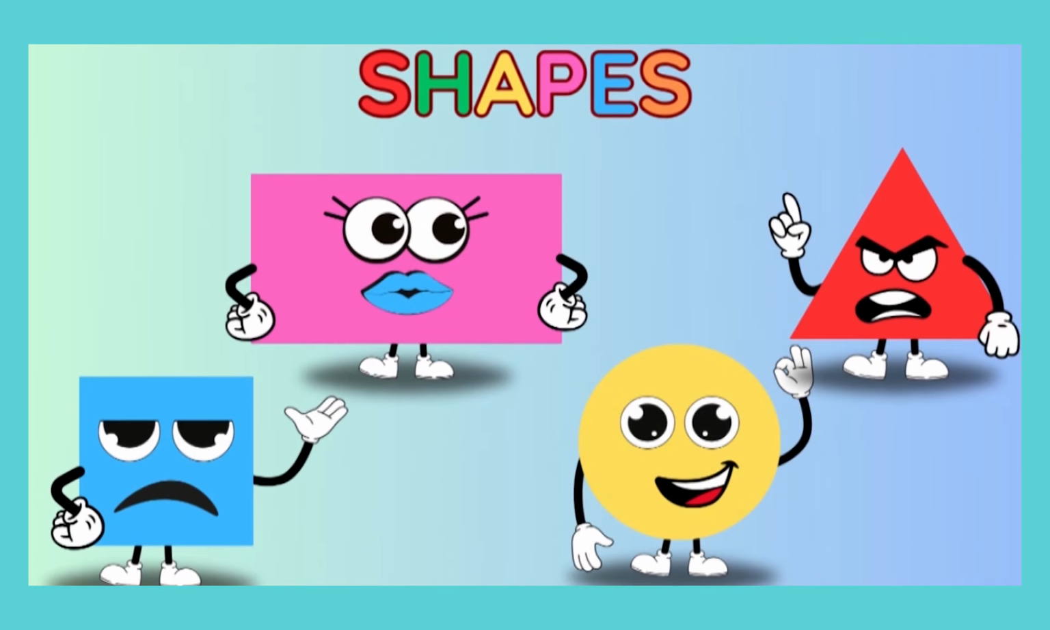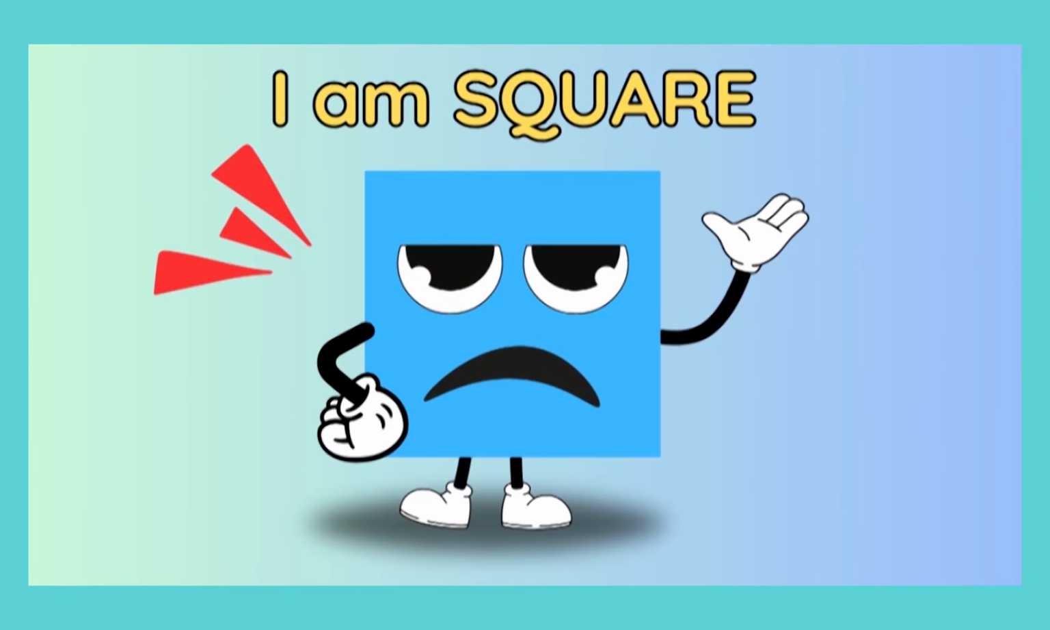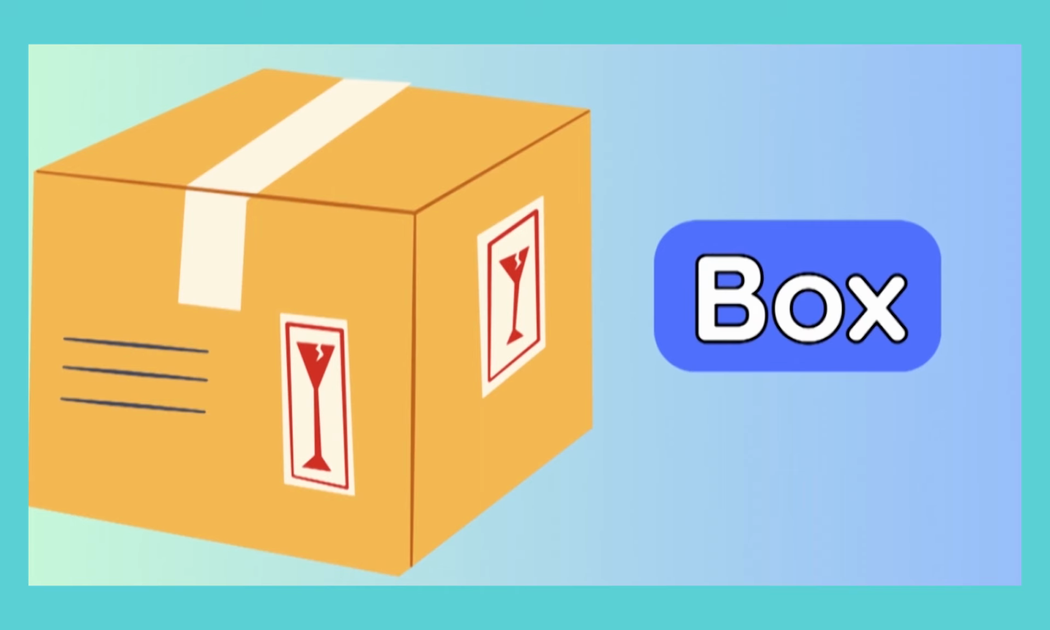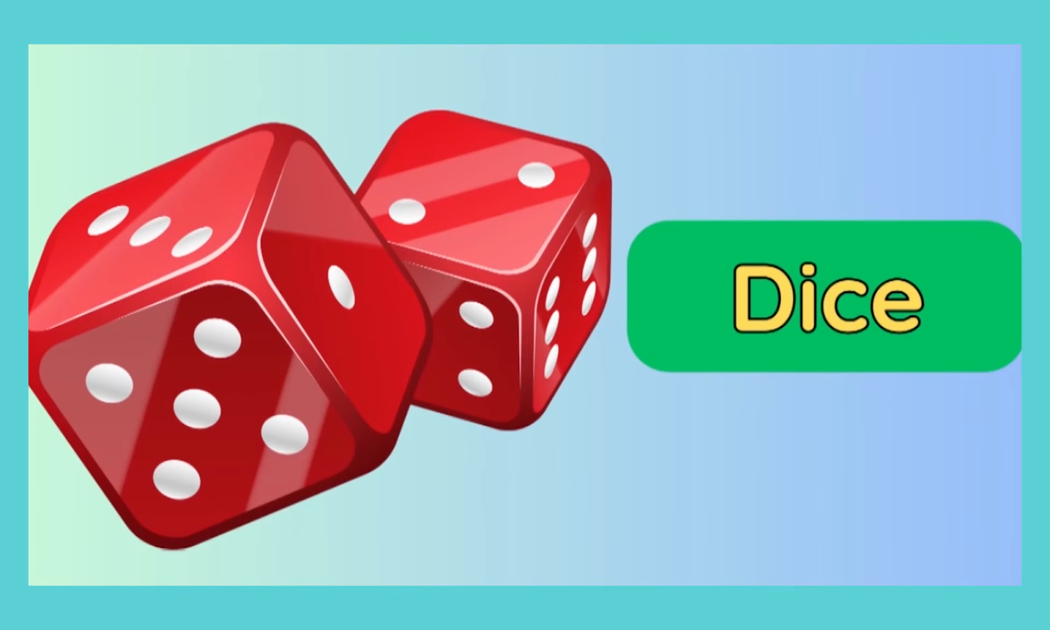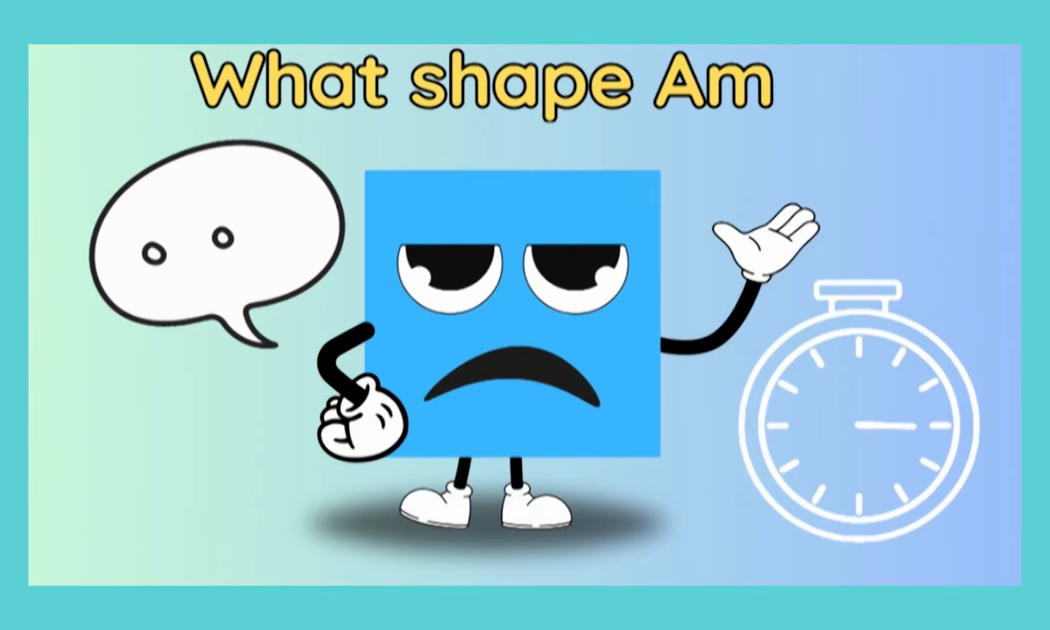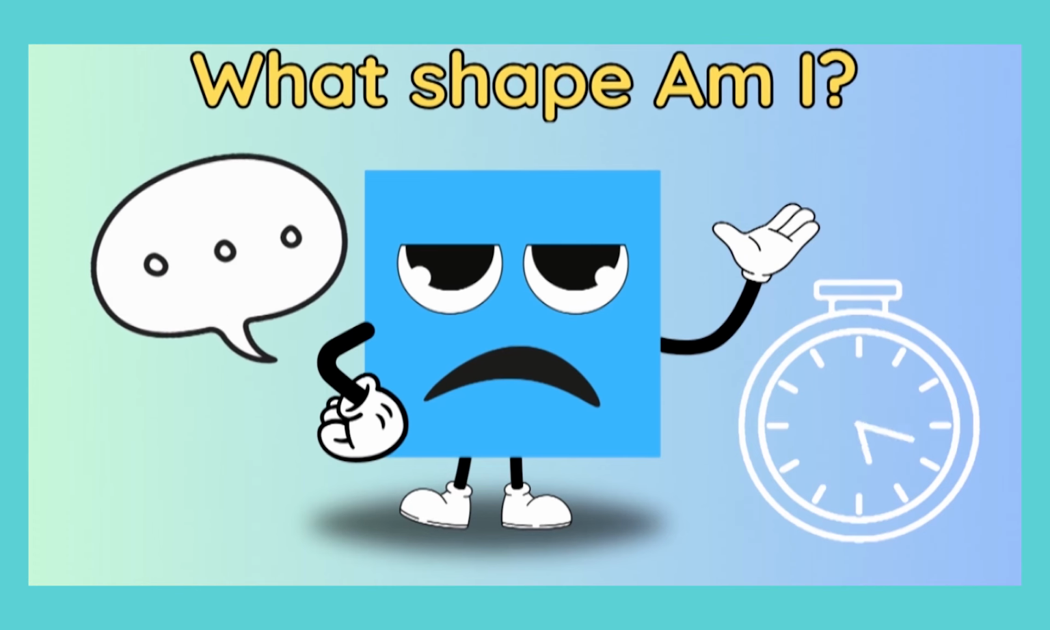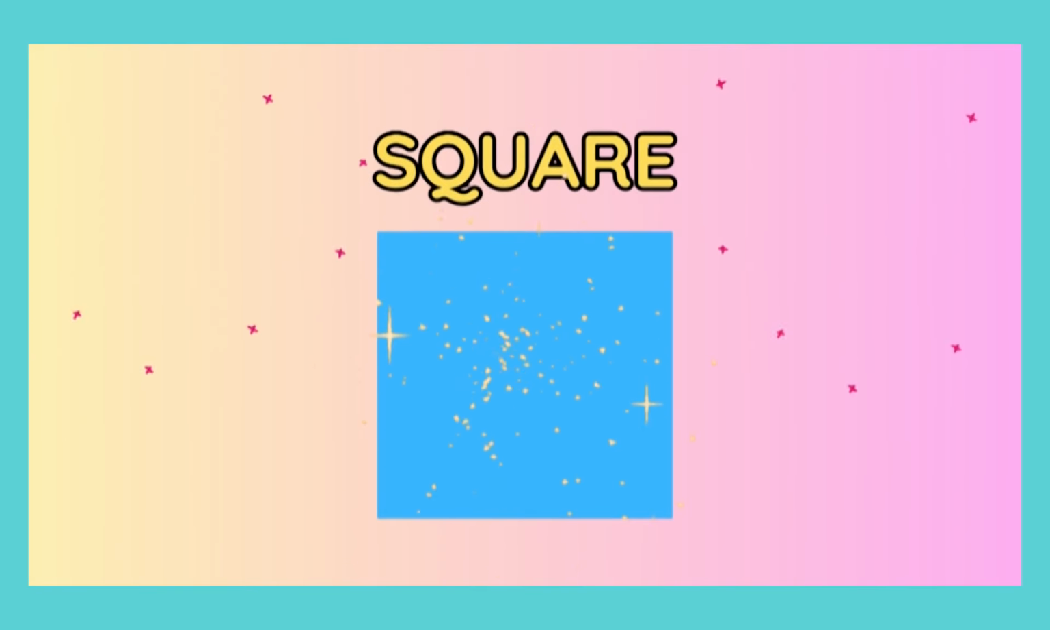We are the shapes. I am square and I have four equal sides. Box is a square. Window is a square. Dice is a square. What shape am I? Square. Very good.